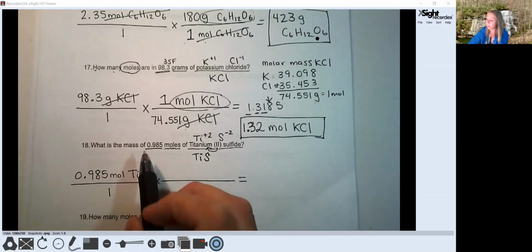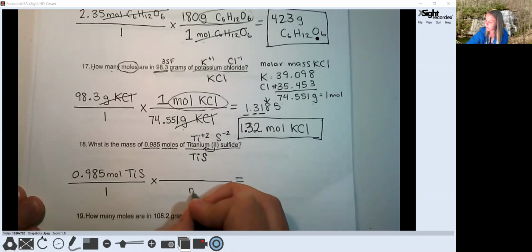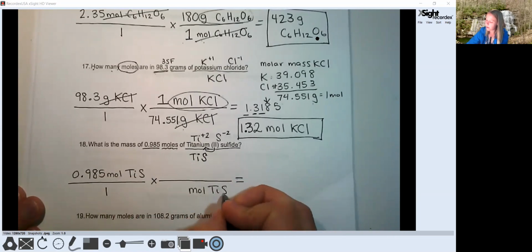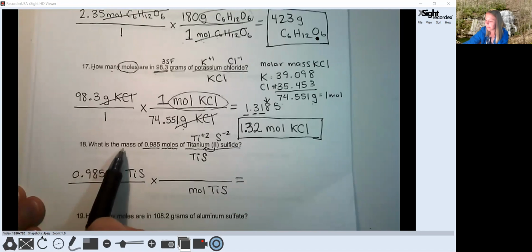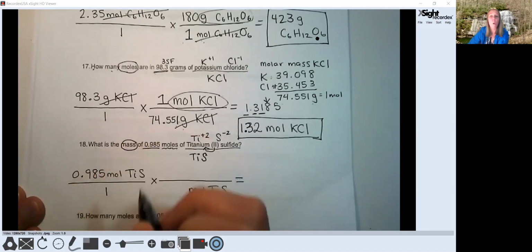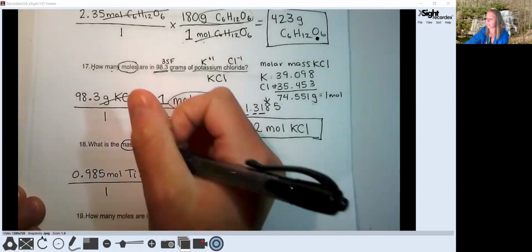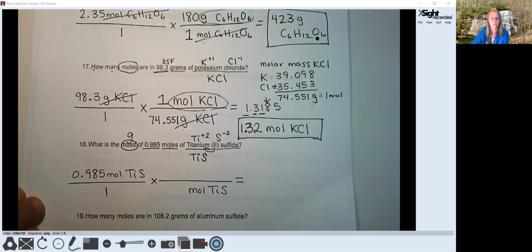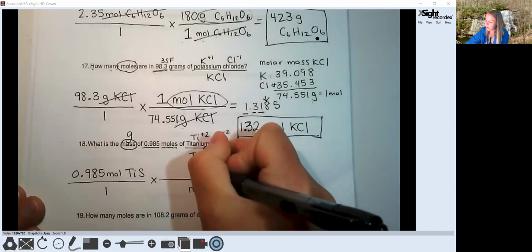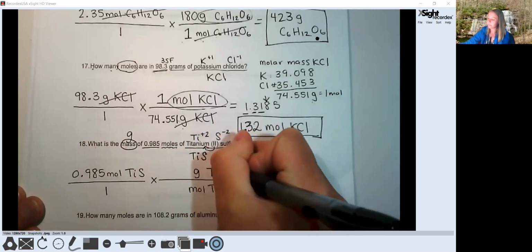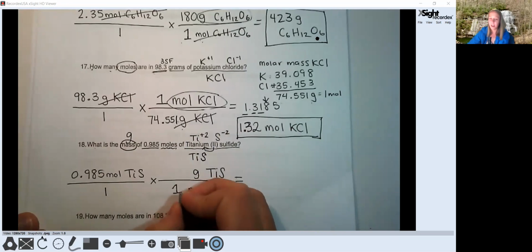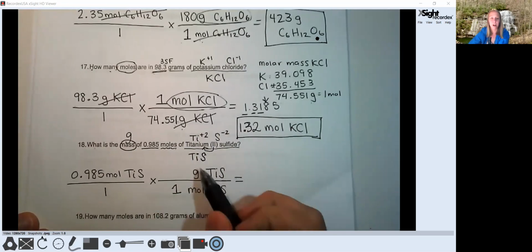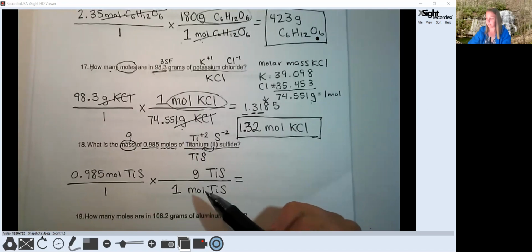Now, we know we want that moles to cancel out, so we'll drag and drop that on bottom. And then on top, we're trying to convert to our new unit. What is the mass? Remember, mass is the quantity, and the unit that we measure mass in is grams. So we're trying to convert to grams. What is the number of grams? Grams of TiS. So we have our whole setup. We have to fill in some numbers. Anytime we see mole, we put a 1. So 1 mole of TiS equals some number of grams, and we have to figure out how many grams that is.